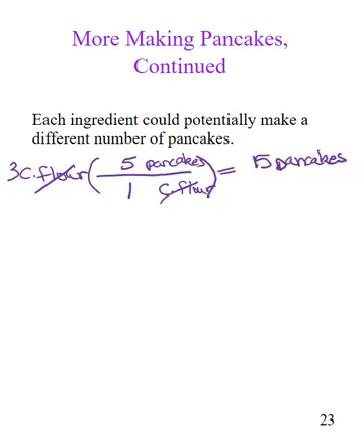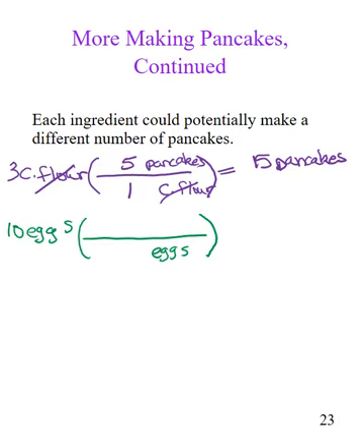We also have other ingredients, right? We have 10 eggs. So if we have 10 eggs, let's figure out how many pancakes we can make. Eggs will go on bottom because we need to get those units to cancel off, and pancakes will go up on top. What is this relationship? For every 2 eggs, we can make 5 pancakes. Eggs cancel off, and we are left with 25 pancakes.